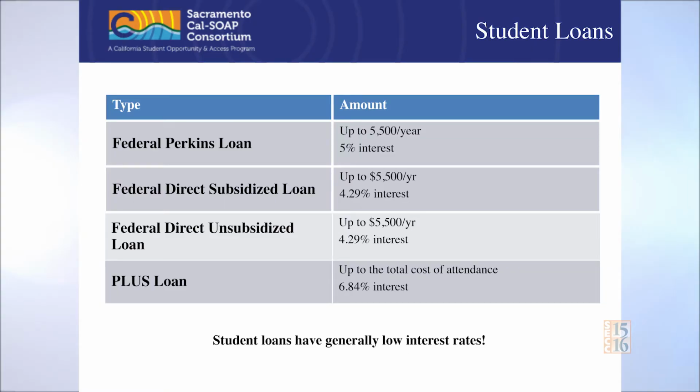The Perkins has a higher interest, but the Perkins has a 9-month grace period. Okay, just so if you wondered what the deal with that is. Subsidized is the good loan. I mean, they're both good loans. I honestly am supportive of both.